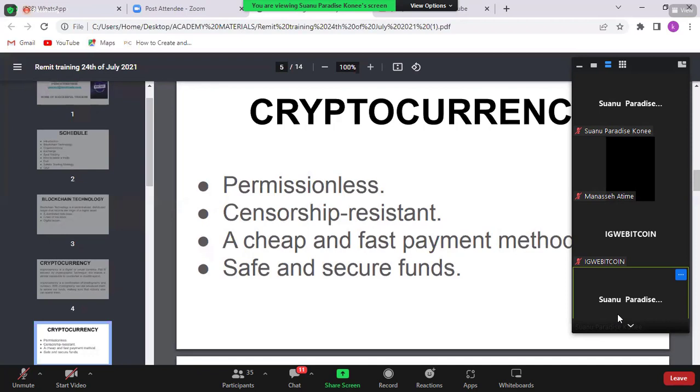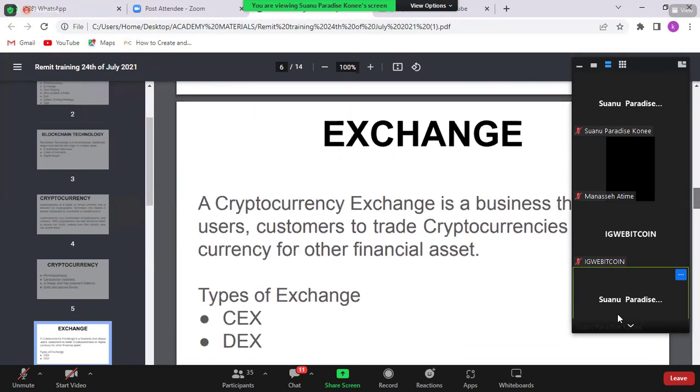It is safe and secure. Now, you cannot have someone steal your money. No one can come and steal your assets except it is hacked. And for it to be hacked, you must have clicked on some illegal links. So, cryptocurrency is very, very safe.